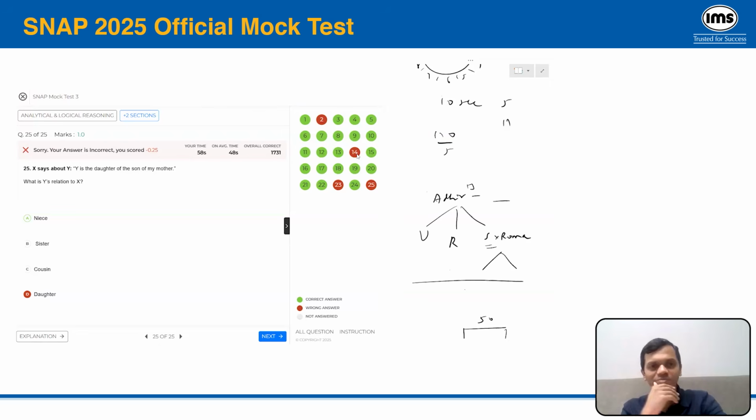So if I'm getting a higher score, I will take it with a pinch of salt and say that reduce it by about 5 marks or so, which would give you a rough estimate of where you would be on the actual SNAP.